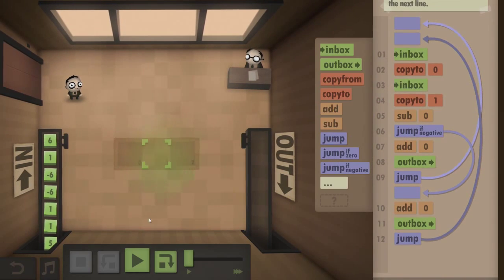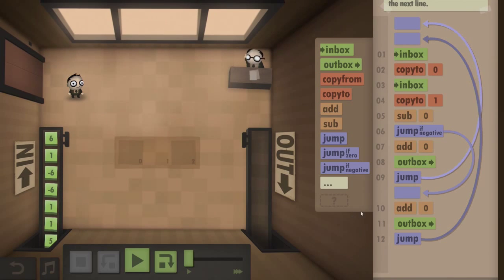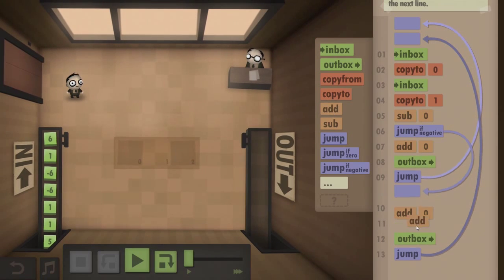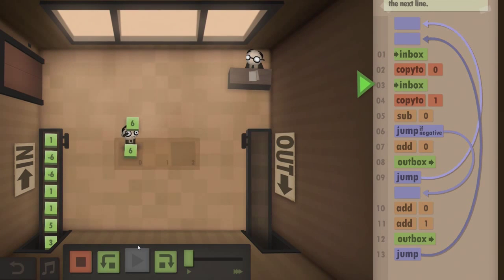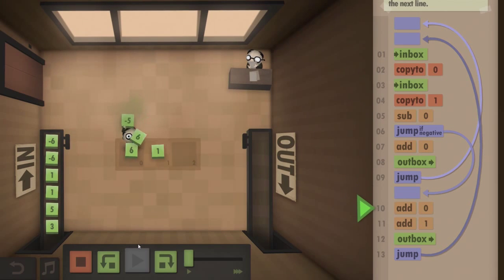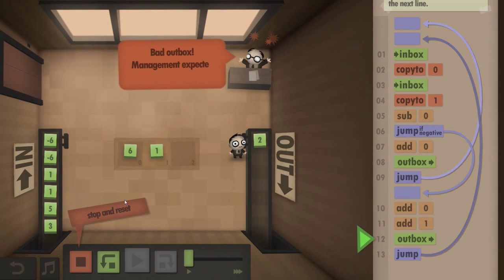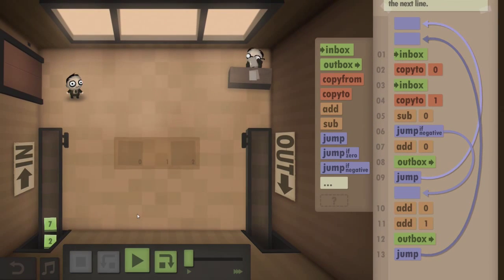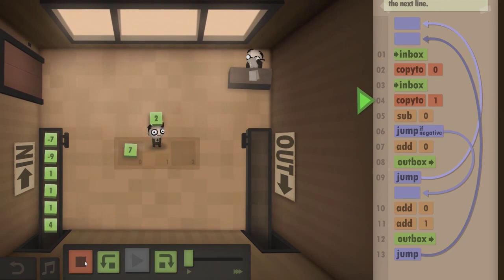copy to 1. If it's negative, I add 0 and then add 1. No, that didn't work, did it? 7, 2. 2.